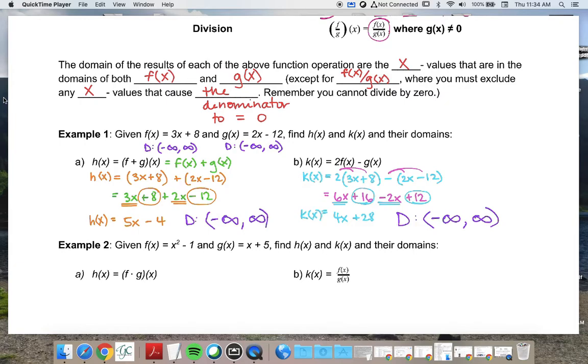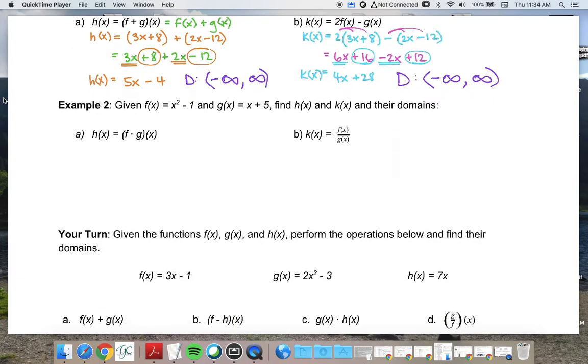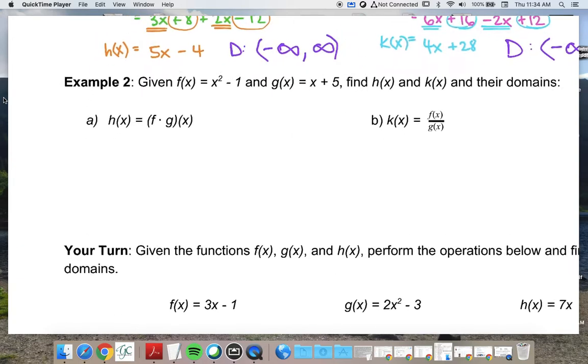If we had any weird functions like square roots or rationals where our domain is bounded in some way, then we would have to consider that for our answer as well. But since these are both continuous functions, we resulted in a continuous function as well. All right, so that was addition and subtraction. Let's try it with multiplication and division. And again, we're going to perform our operations first, then we'll go back and talk about their domains.